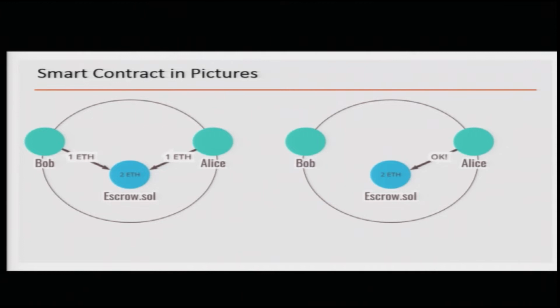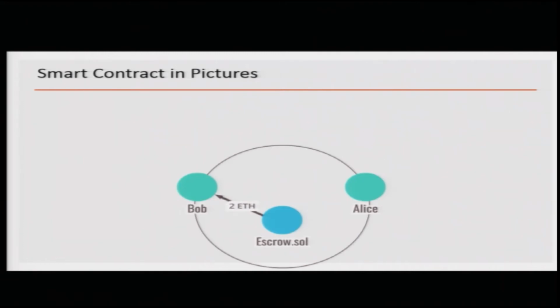So escrow.sol is a Solidity program, which is a smart contract that will be deployed on Ethereum, and escrow.sol has a function to accept Ether. So Bob will send 1 Ether and Alice will send 1 Ether. Now we will have 2 Ethers in the escrow. Then once Bob builds the patio and Alice is satisfied, Alice will send a message, which is basically a function call, and then the money will be paid out to Bob. So Bob will get back his deposit as well as Alice's payment. So this is how the smart contract works.